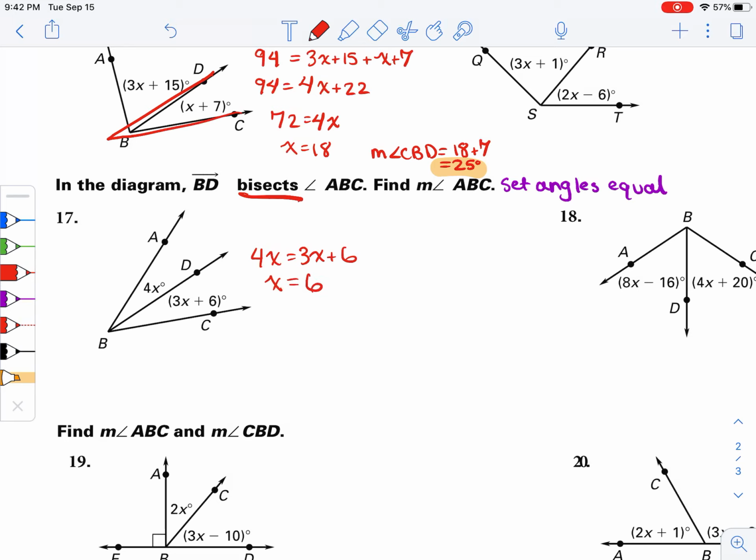I'm not done. This wants us to find ABC, which again, ABC is my total angle. So I'm going to plug it into one of those. In this case, I'm going to plug it in here. So I have that angle ABD is equal to 4 times 6, which would be 24 degrees. So if I know that this one's 24 degrees, then this one's also 24 degrees. So my total, my angle ABC, is equal to 48 degrees.